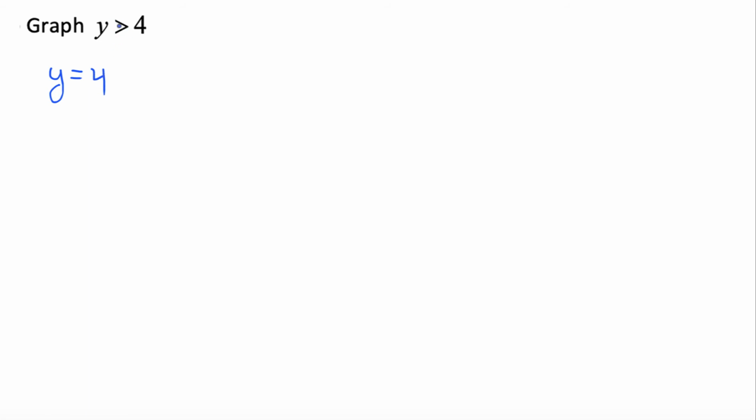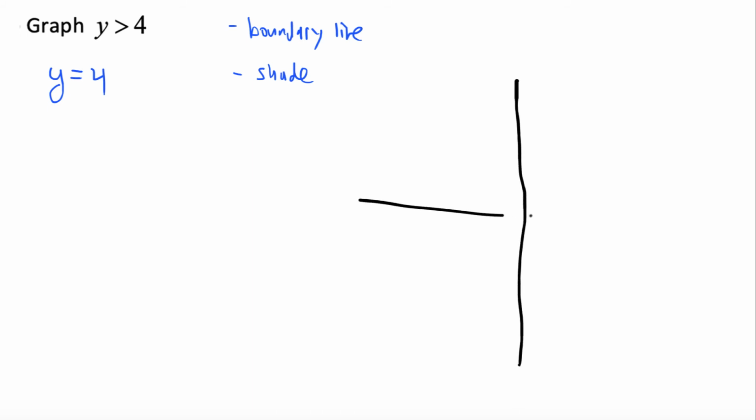But the inequality tells us that we're going to have to first draw the boundary line, right? So we want to draw the line that is given by y equals 4. Then we want to determine if it's dotted or solid, and the last thing we have to do is shade one side or the other. Okay? So the first thing we should do is draw the line given by the equation that is given.